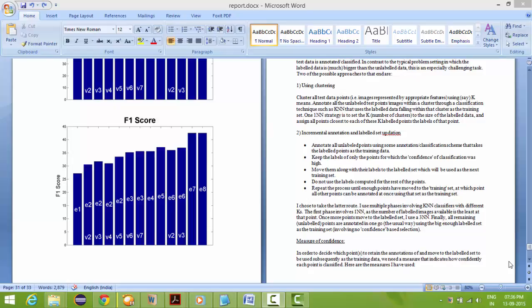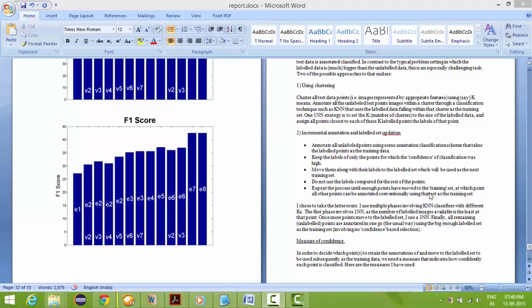One nearest neighbor strategy is to set k, the number of clusters, to the size of the labeled data and assign all points closest to each of these k labeled points the labels of that point. The second approach involves incremental annotation and label set updation. First, annotate all unlabeled points using some annotation scheme that takes the labeled points as the training data. Keep the labels of only the points for which the confidence of classification was high. Move them along with their labels to the label set, which will be used as the next training set. Do not use the labels computed for the rest of the points. Repeat this process until enough points have moved to the label set, at which point all other points can be annotated conventionally using that set as the training set.